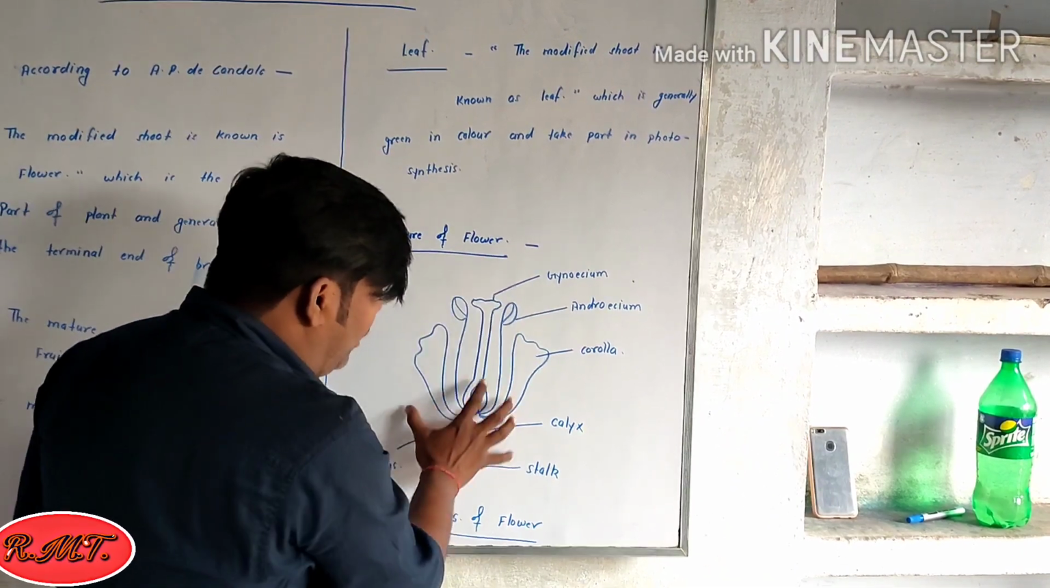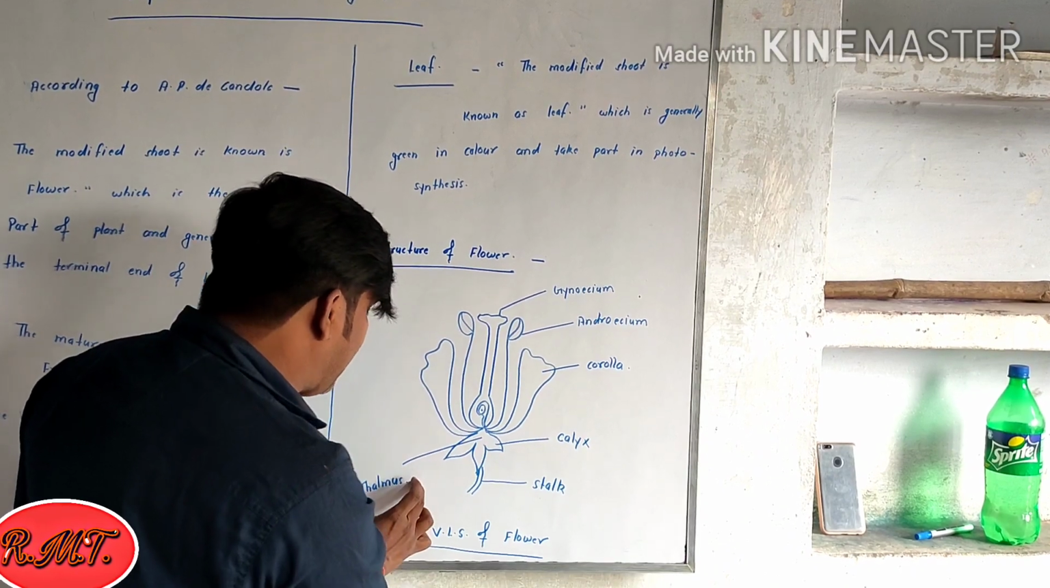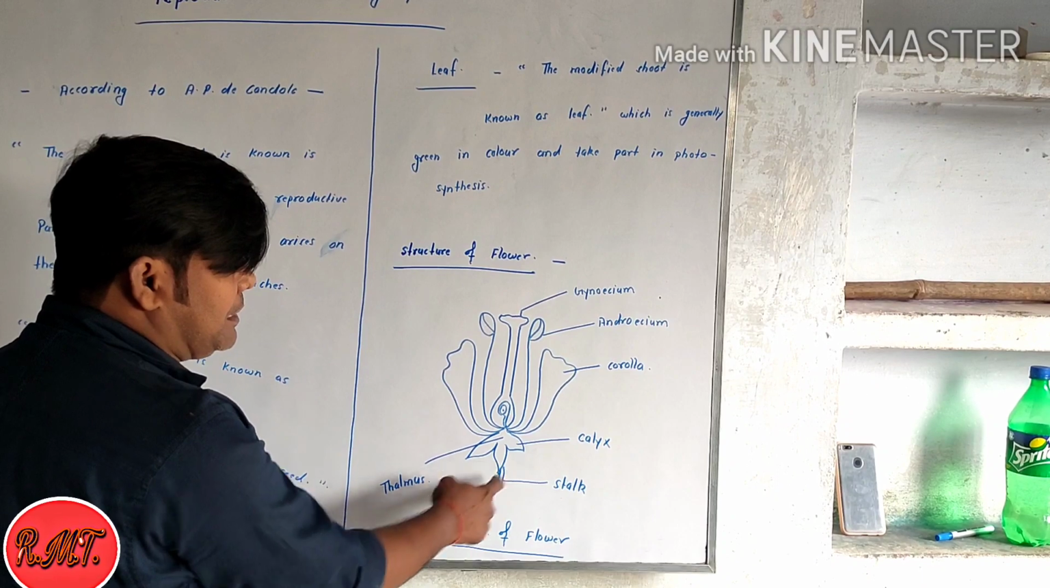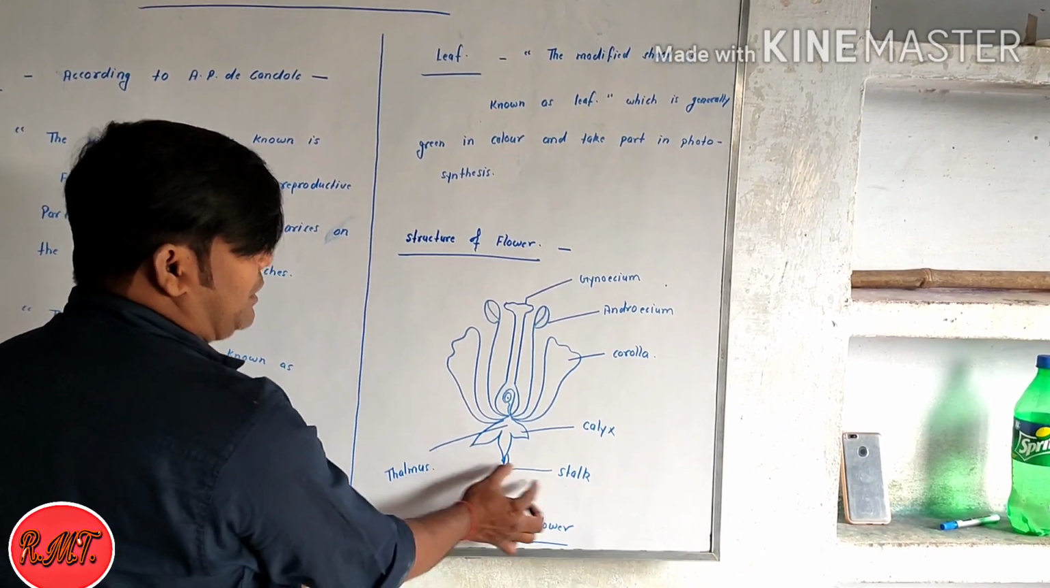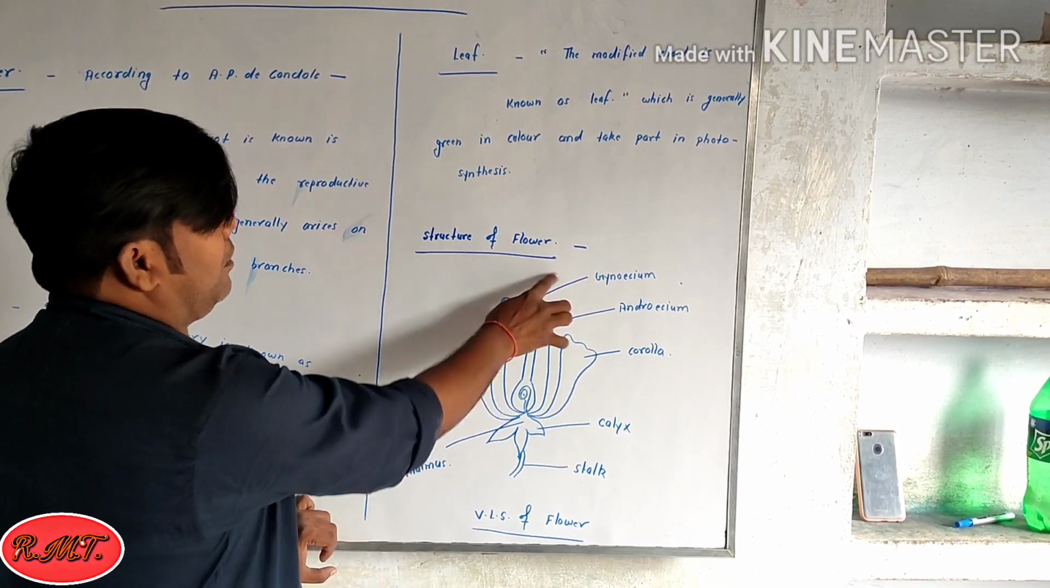Clear? And all these four floral parts are arranged on a disc-like structure which is known as thalamus, and the thalamus is attached to the main branch with a stalk. Now this is the structure of a flower.